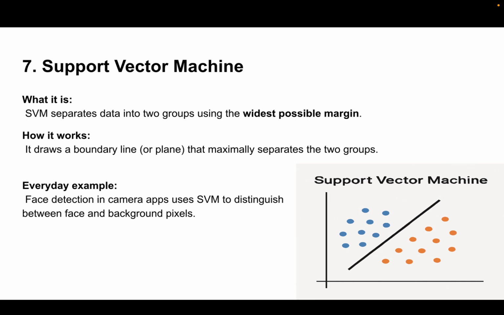Next is support vector machine. SVM, it separates data into two groups using the widest possible margin. How? It draws a boundary line or plane that maximally separates the two groups. Everyday example. Face detection in camera apps uses SVM to distinguish between the face and the background pixels.